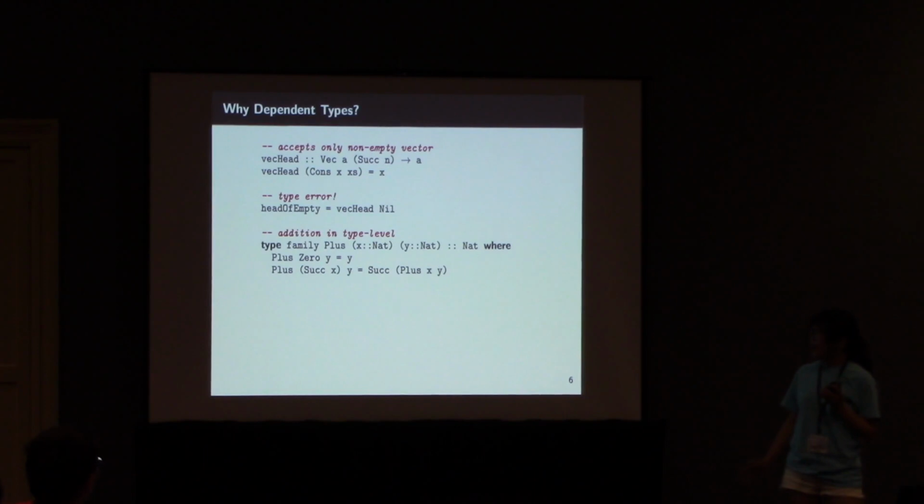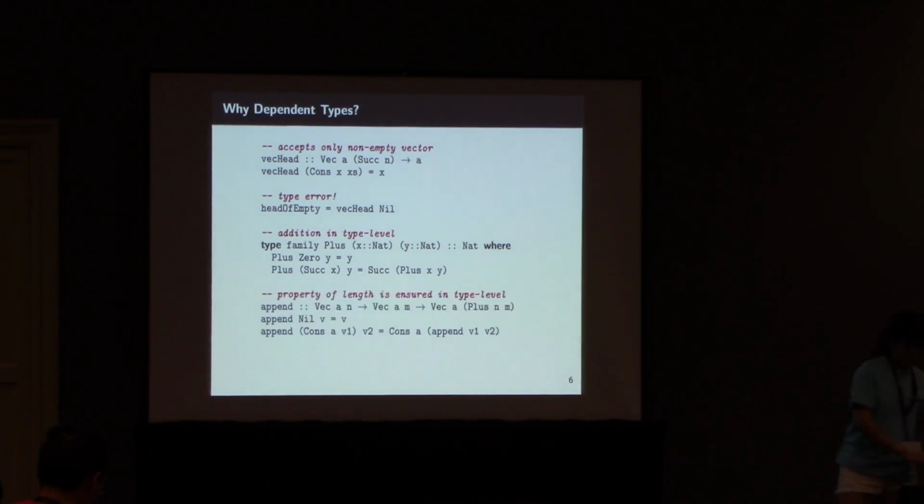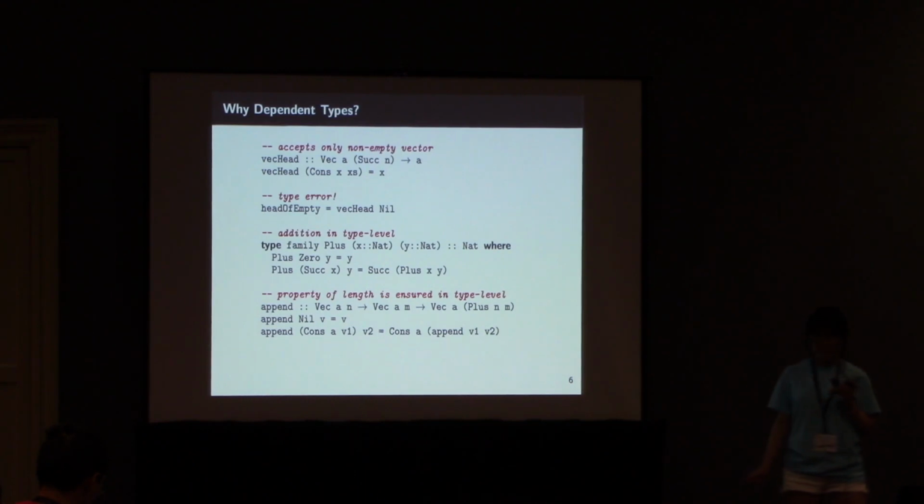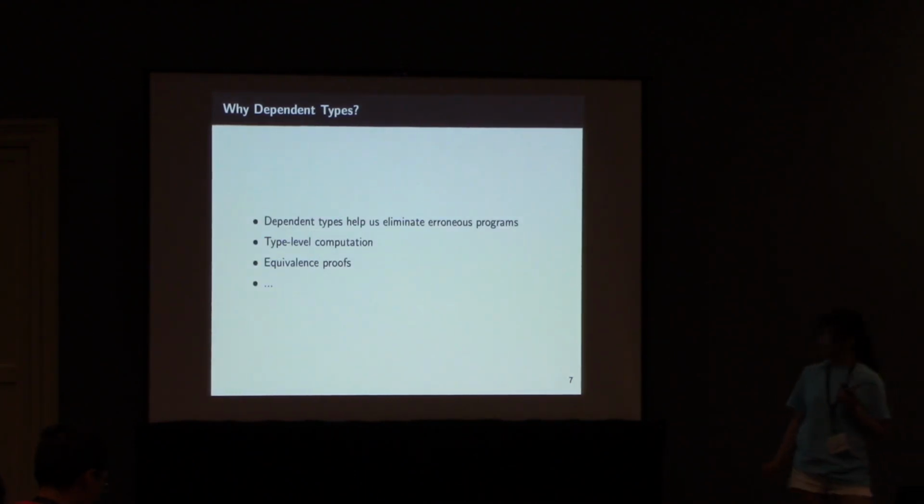And we can use type families in Haskell to define the addition at the type level. Once we have the addition, we can define the function append, which says, give me a vector of length n and a vector of length m, and I will return you a vector of length n plus m. So as you can see, dependent types help us eliminate errors like the head of a nil or a wrong definition of append. And they also enable us to write type-level computations.